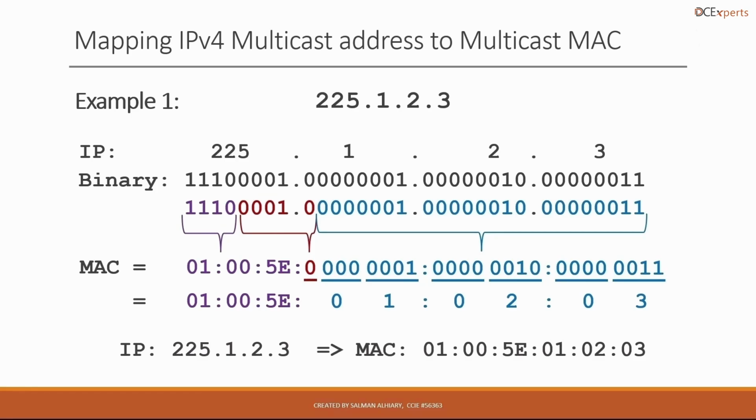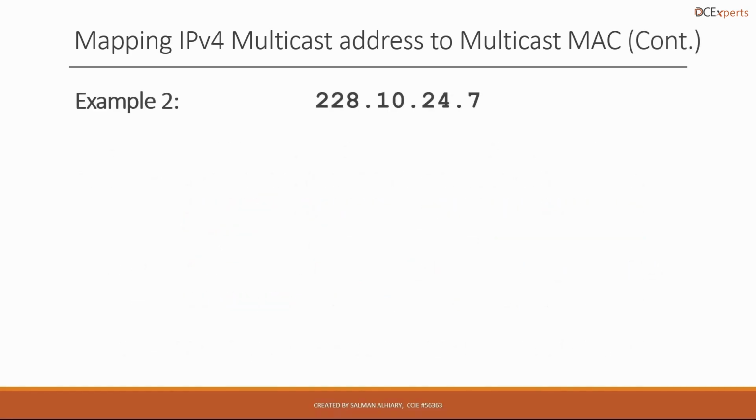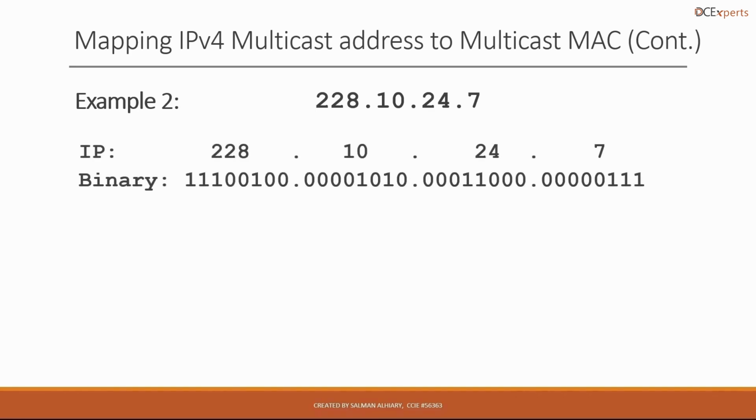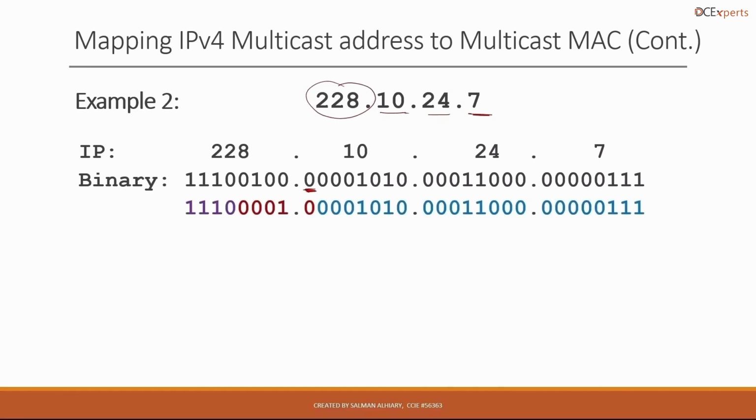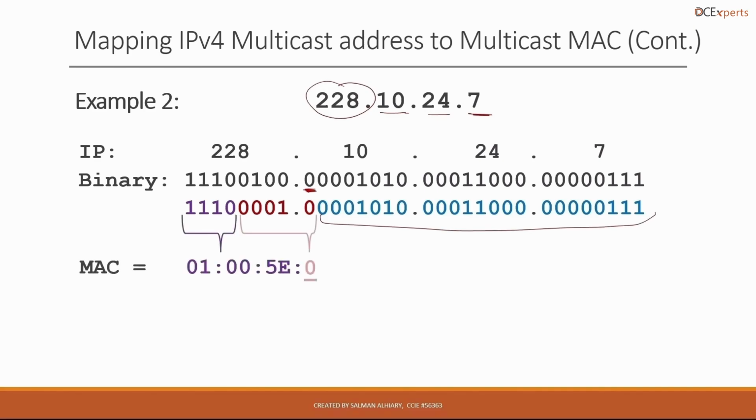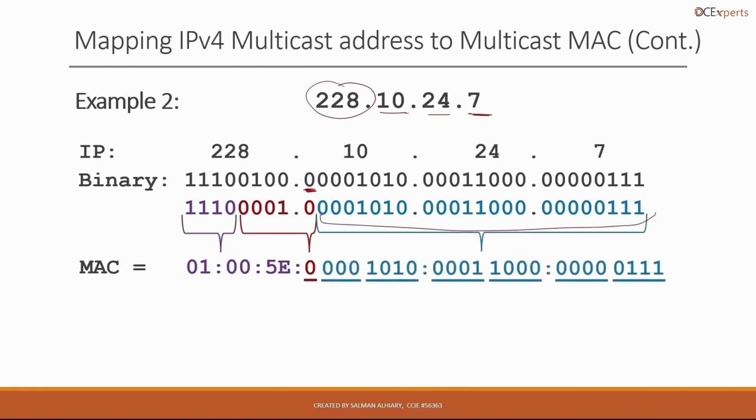Let's have another example. 228.10.24.7. First step is to convert the IP to binary. At least you need to convert the second, third, and last octet to binary, because this first one here will always be replaced with the 01005E. And this bit will be fixed to 0, right? Here we have the 23 bits. And then we have 01005E, 0, 23 bits, then convert to hexadecimal.